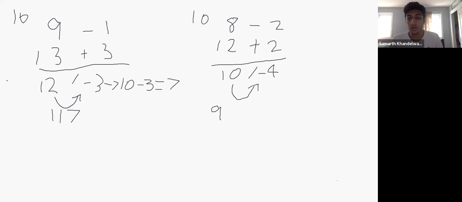4 turns into, I'm going to write an arrow here, 10 minus 4. That equals 6. So that's a 6. 8 times 12 is 96. There's our answer. Box and everything.